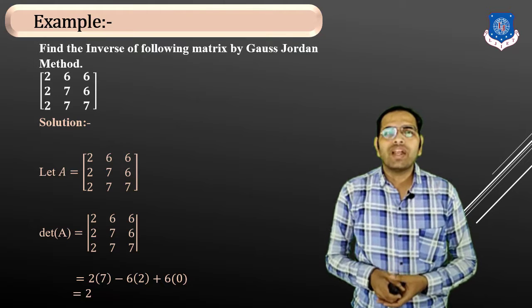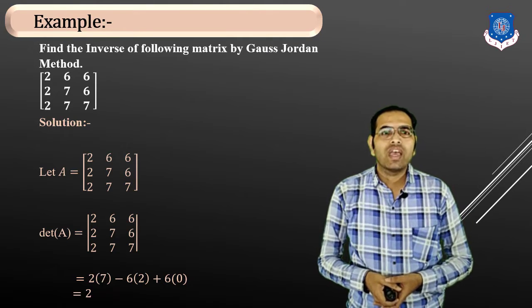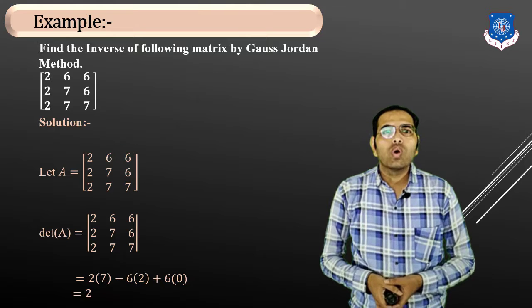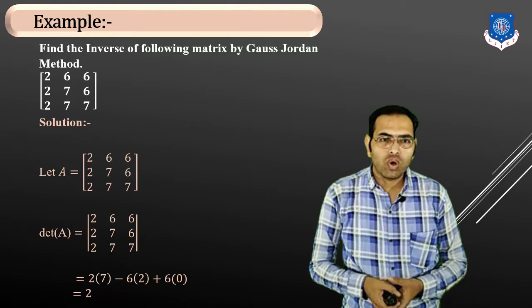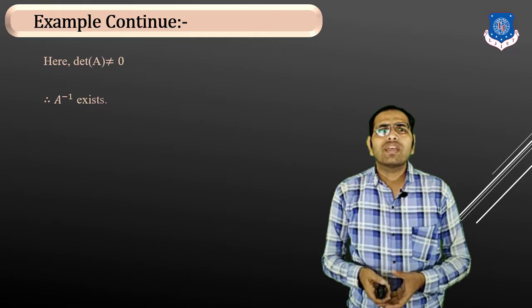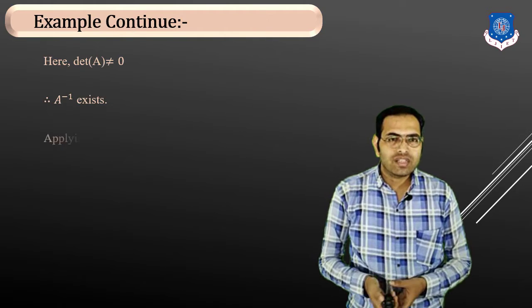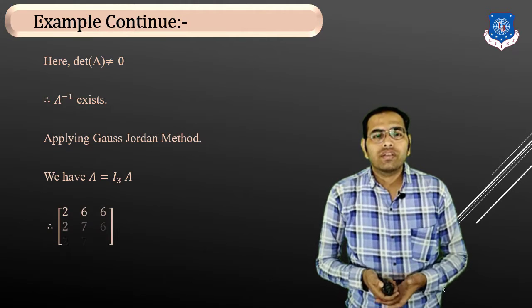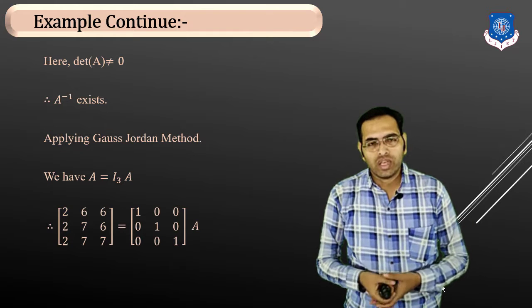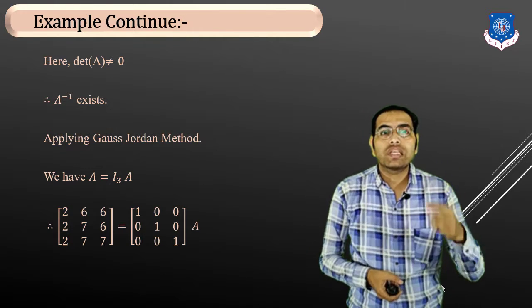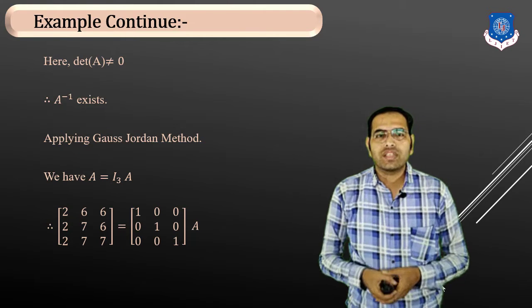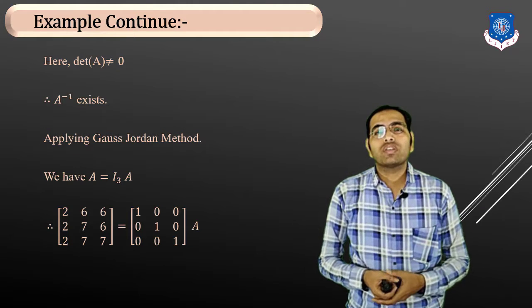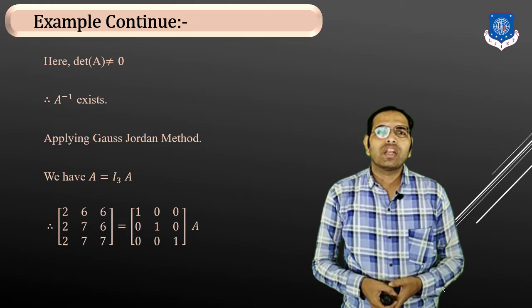For that, we have to find the determinant. Here, determinant of A, for 2 6 6, 2 7 6, 2 7 7, is 2, which is not equal to 0. Since the determinant is not equal to 0, we can say that A inverse exists. Now, applying the Gauss-Jordan method, we have A equals I into A. Our question is a 3 cross 3 matrix, so we use the 3 cross 3 identity matrix. Then we can write A equals I3 into A.